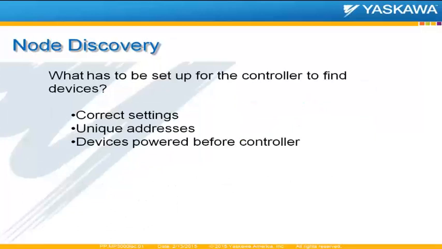So as far as node discovery, what has to be set up for the controller to find devices? First, you have to have correct settings on the amplifiers and controller. All the devices have to have unique addresses, and the devices must be powered up before the controller is powered up.